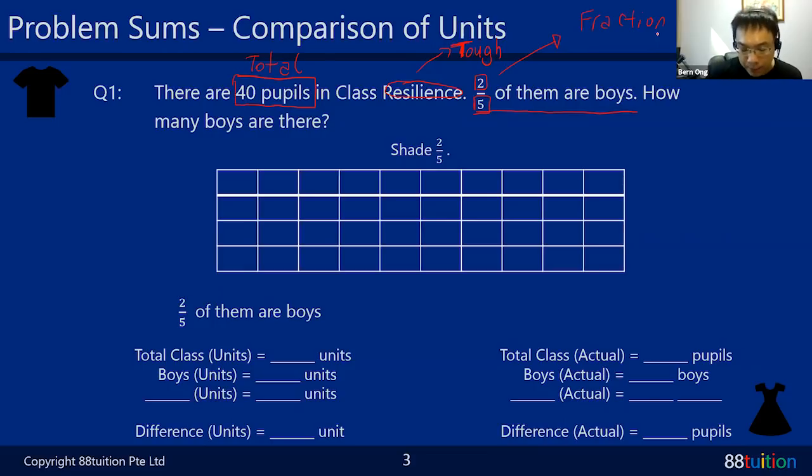Look at this, 2/5 of them. This "them", you must ask yourself, who does it refer to? 2/5 of them. The "them" refers to the entire class. In this case, your entire class refers to your total. So the total of 40 students.